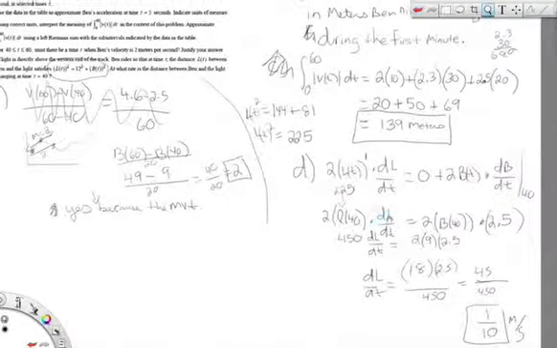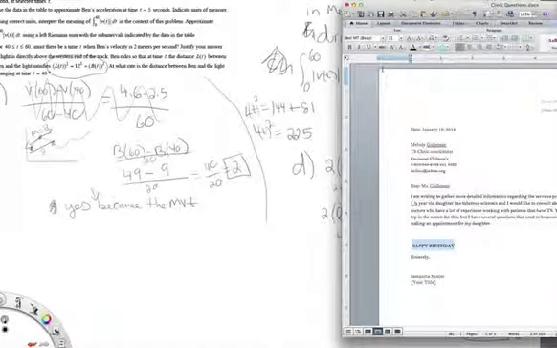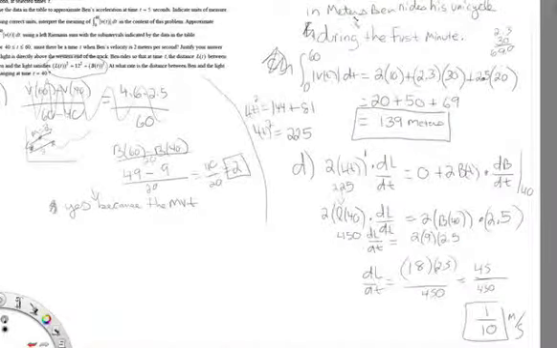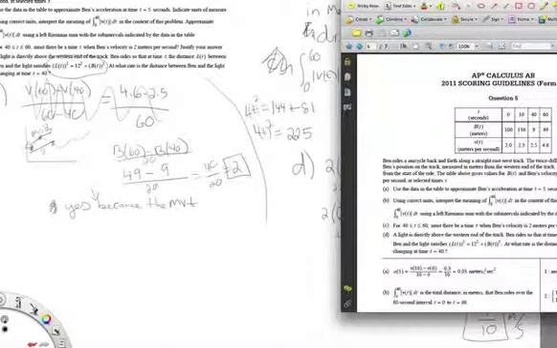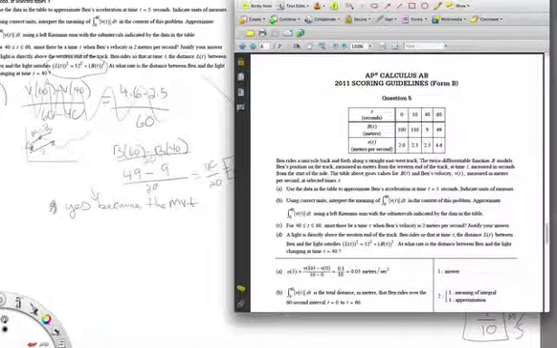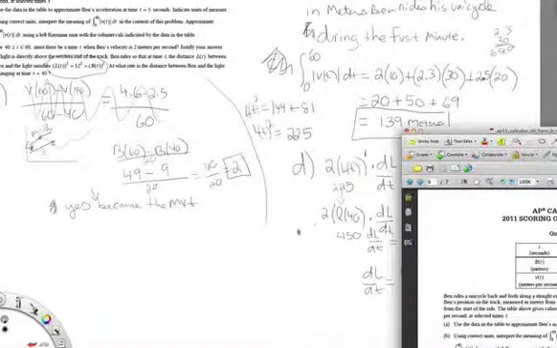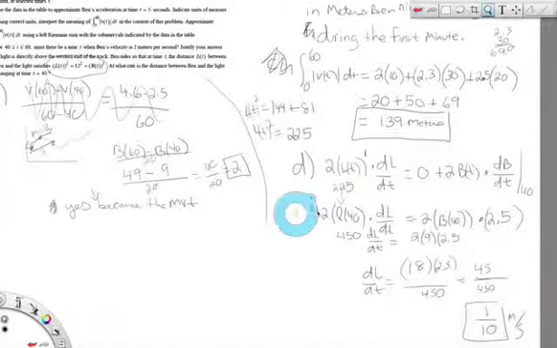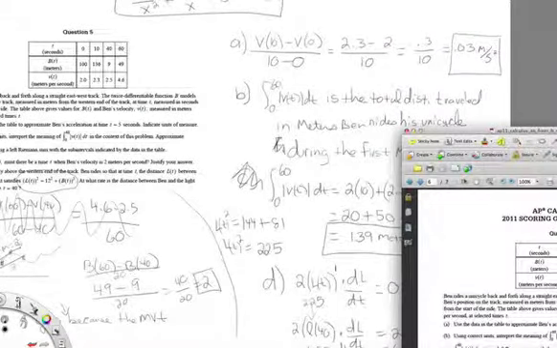Okay, let's see if I came close. That's not what we want. I want this. Okay, 0.03. I don't even know what my answers were anymore. This question was a lot longer than I thought it would take. Alright, 0.03, done.